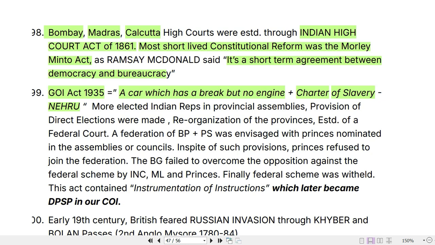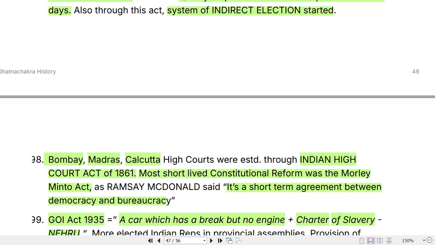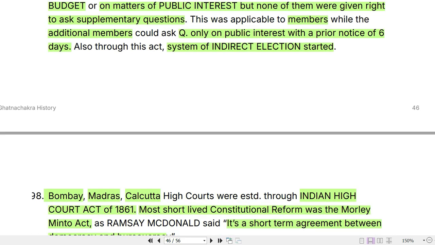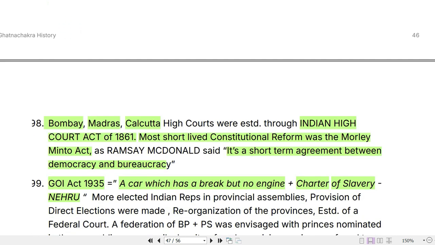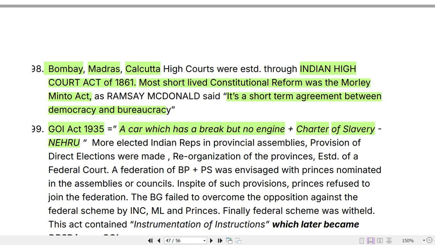अभी मैंने कहा कि पहली बार इनडायरेक्ट इलेक्शन कब स्टार्ट हुआ, तो 1892 से स्टार्ट हुआ. बट डायरेक्ट इलेक्शन कब से स्टार्ट हुआ? सो गवर्नमेंट ऑफ इंडिया एक्ट 1935 से मेरे ख्याल से डायरेक्ट इलेक्शन स्टार्ट हुआ था. आई विल कंफर्म दैट कि पहले वो कौन सा एक्ट था जिसके तहत प्रोविजन ऑफ डायरेक्ट इलेक्शन फॉर द फर्स्ट टाइम स्टार्ट हुआ. यू नीड टू कंफर्म दैट ऑन गूगल. एनीवेज, गवर्नमेंट ऑफ इंडिया एक्ट 1935 को नेहरू ने बोला कि अ कार विच इज़ अ ब्रेक बट नो इंजन, और चार्टर ऑफ स्लेवरी भी बोला.